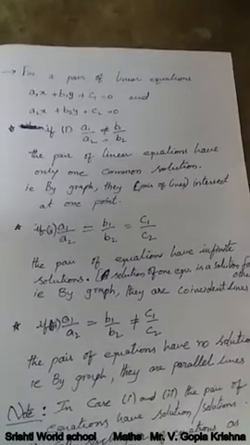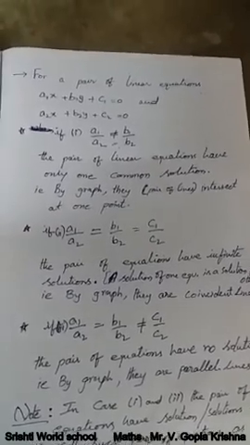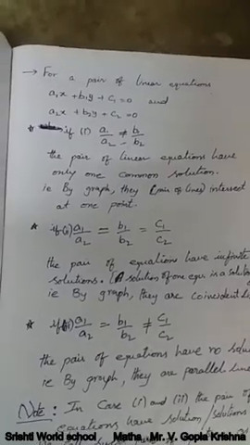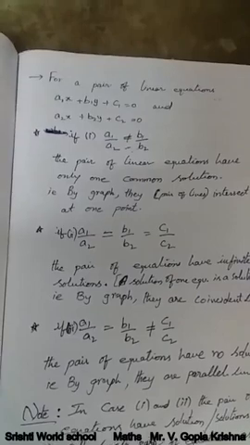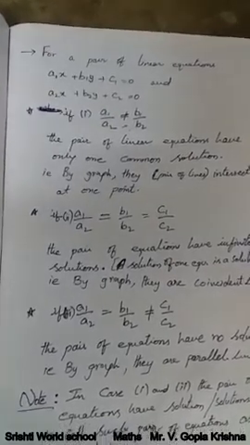Case 3. If a1 by a2 and b1 by b2, both those two ratios are equal, and neither of them is equal to c1 by c2, that is the ratio of the constants. Okay, children?